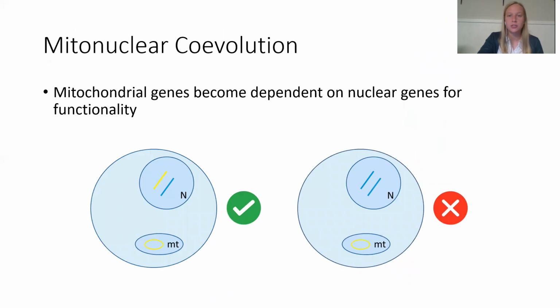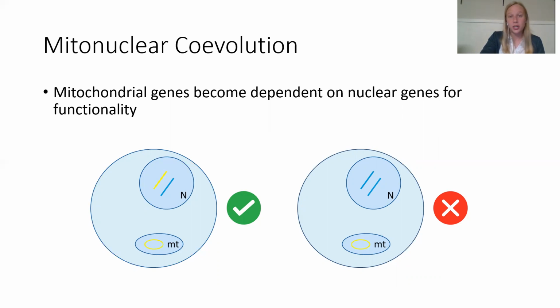And one possible explanation for that is something called mitonuclear coevolution. This is something that happens over a very long period of time whenever you have 2 genomes interacting with one another. And in this particular instance, mitochondrial genes become dependent on nuclear genes for their functionality. And so if you have a cell like this one here on the left, where the mitochondria is made up of genes that are dependent on yellow lineage associated nuclear proteins or genes, then you need yellow lineage associated genes in the nucleus in order for that mitochondria to be functional.